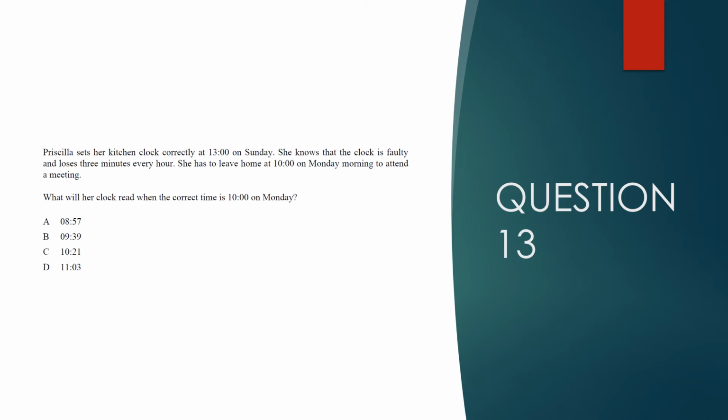Okay, so the first thing that you want to know right now is, from 1 o'clock Sunday to 10 o'clock Monday, how many hours do we have between 1 o'clock Sunday and 10 o'clock Monday? This is equal to 21 hours.